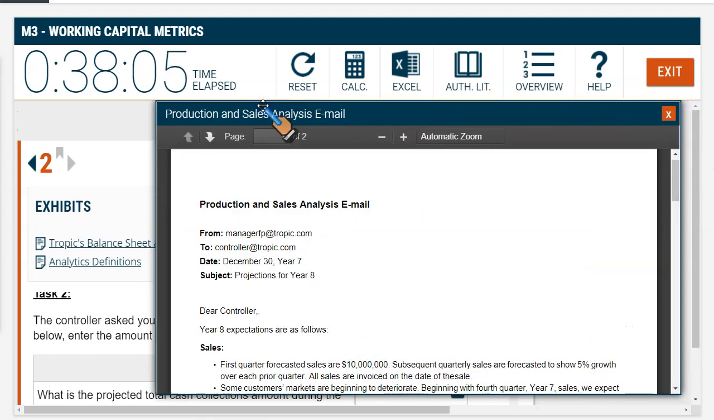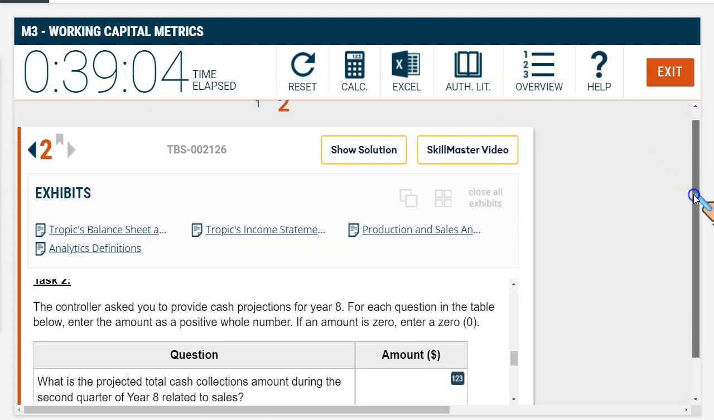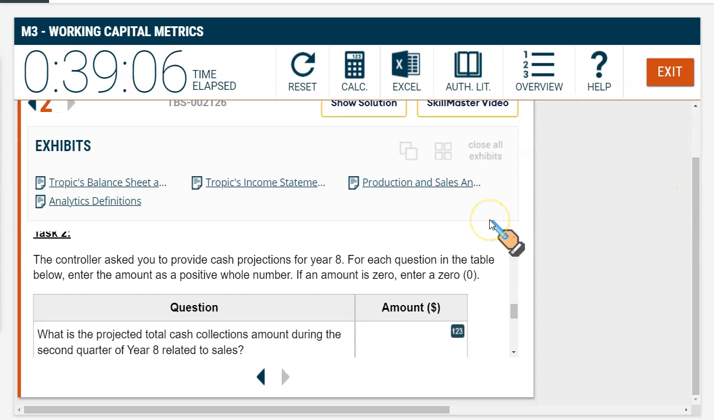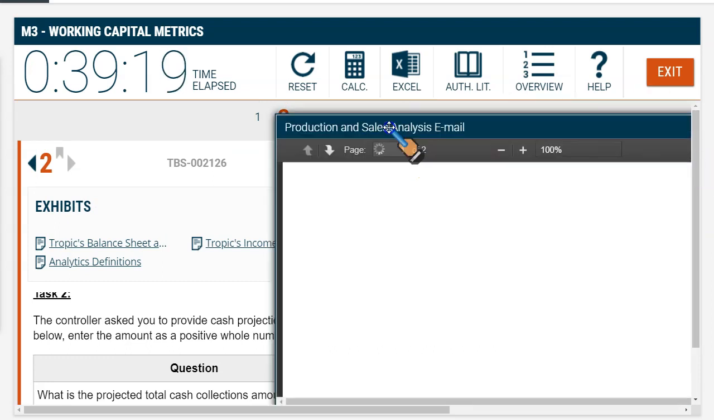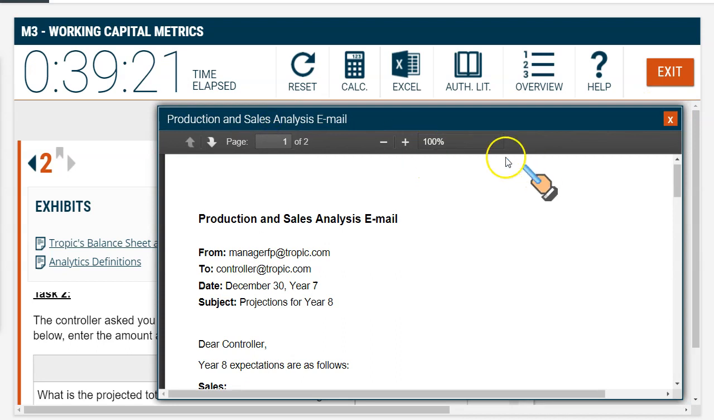Okay. Let us first see what is exactly required so we can look at the exhibit from that particular point of view. What is the projected total cash collections amount during the second quarter of year 8 related to sales? So that is the collection from sales. Let us see just that relevant part only. Okay, now here we go.